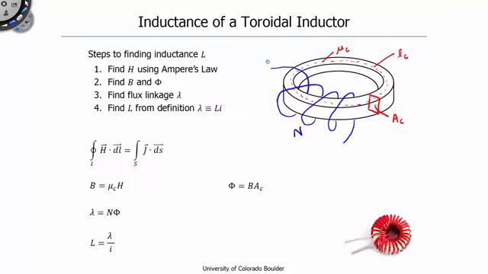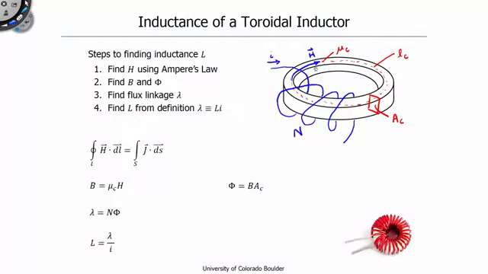Let's assume we have a current I flowing through this wire in the direction shown. Then to find the direction of the magnetic field that flows in this core, we simply use the right hand rule. That is, we wrap the fingers of our right hand along the direction of the current, and our thumb then points in the direction of the magnetic field. So the magnetic field in this case will flow along the core in the direction shown.